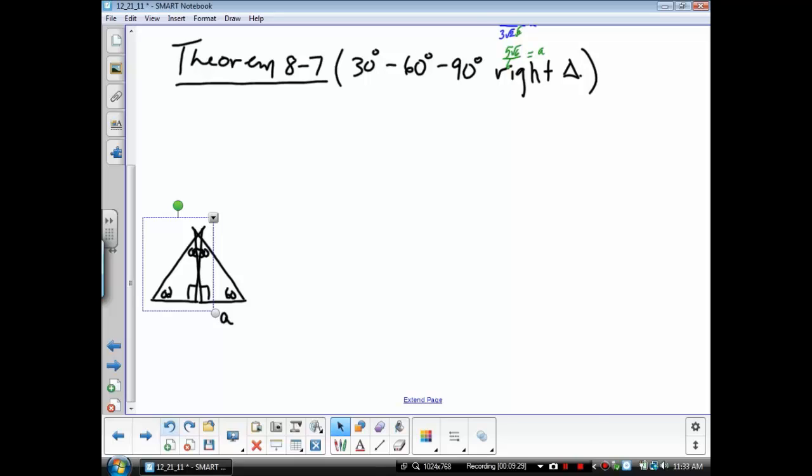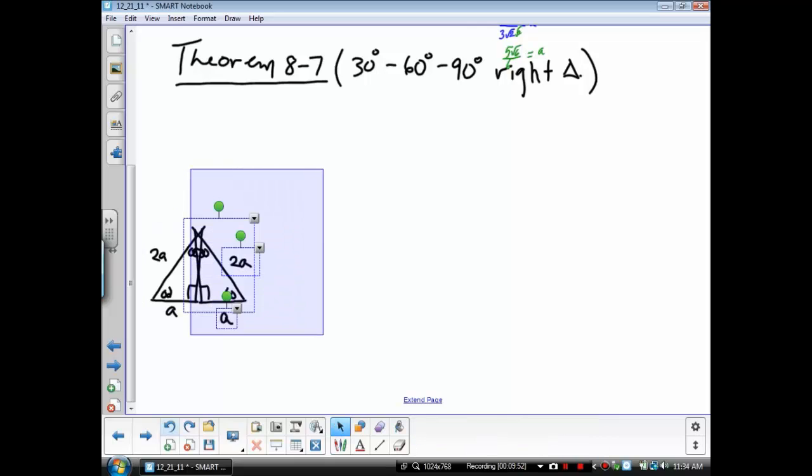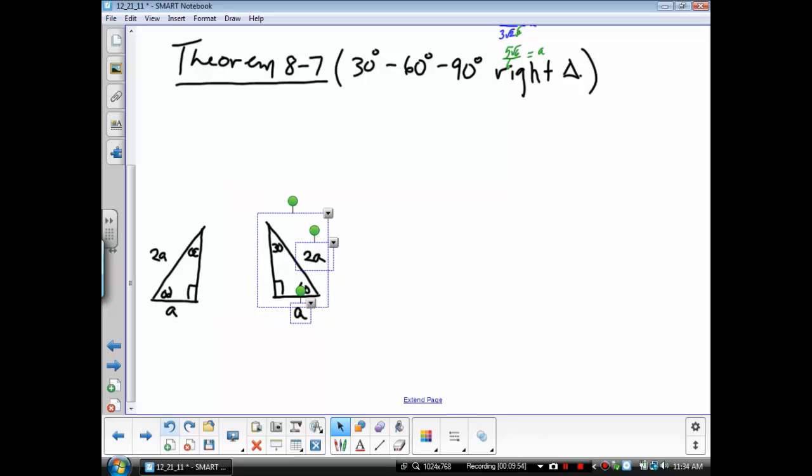Which means, since this side length is A, then all of the sides are going to be 2A, right? So this is 2A, as is this, and this is A plus A, which is 2A. Now I did all of that just so I could know that here in this right triangle, the hypotenuse is 2 times the short leg.